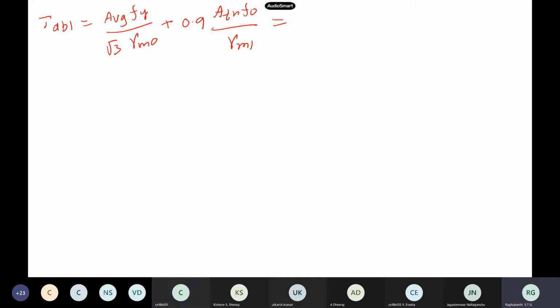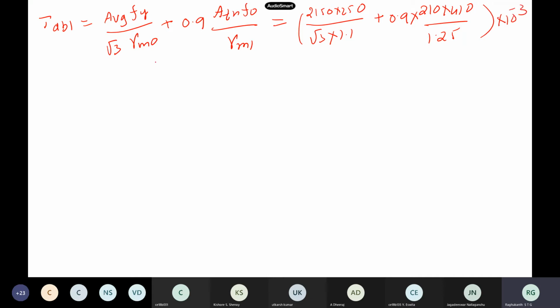Okay, so substitute all those expressions. So 2150 into 250, you followed. So by √3 into 1.1. So all those things you have to substitute. Straightforward. 210 into 410 by 1.25, into 10 to the power of minus 3. So finally this turns out to be 344.10 kilonewtons. Now the other formula, which you have to do in reverse, so you can calculate: 296.53 kilonewtons. So this is the block shear strength of your connection.